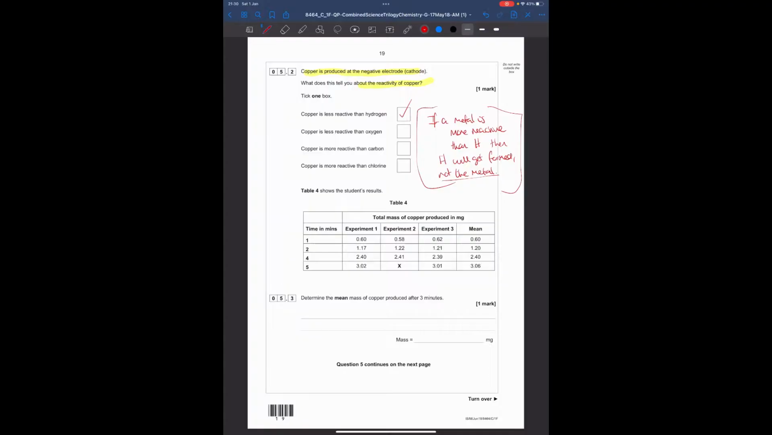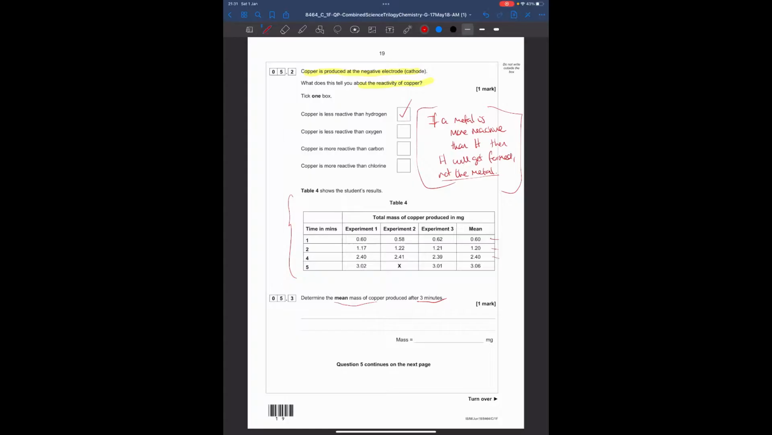Question 5.3 then. You've been given this table of the students' results. You've got the time in minutes, 1, 2, 4 and 5. You've got the total mass of copper being produced in milligrams, and you've got the experiments and their means. Determine the mean mass of copper produced after 3 minutes. So go to your mean column. After 1 minute, it's 0.6, 2 minutes is 1.2, and 4 minutes, it jumps to 2.4.